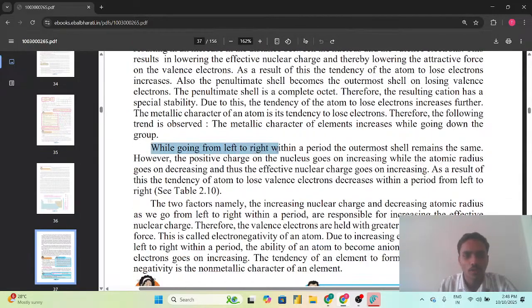So while going from left to right within the period, the outermost shell remains the same. However, the positive charge on the nucleus goes on increasing while the atomic radius goes on decreasing, and thus the effective nuclear charge goes on increasing. As a result of this, the tendency of the atom to lose valence electrons decreases within a period from left to right.